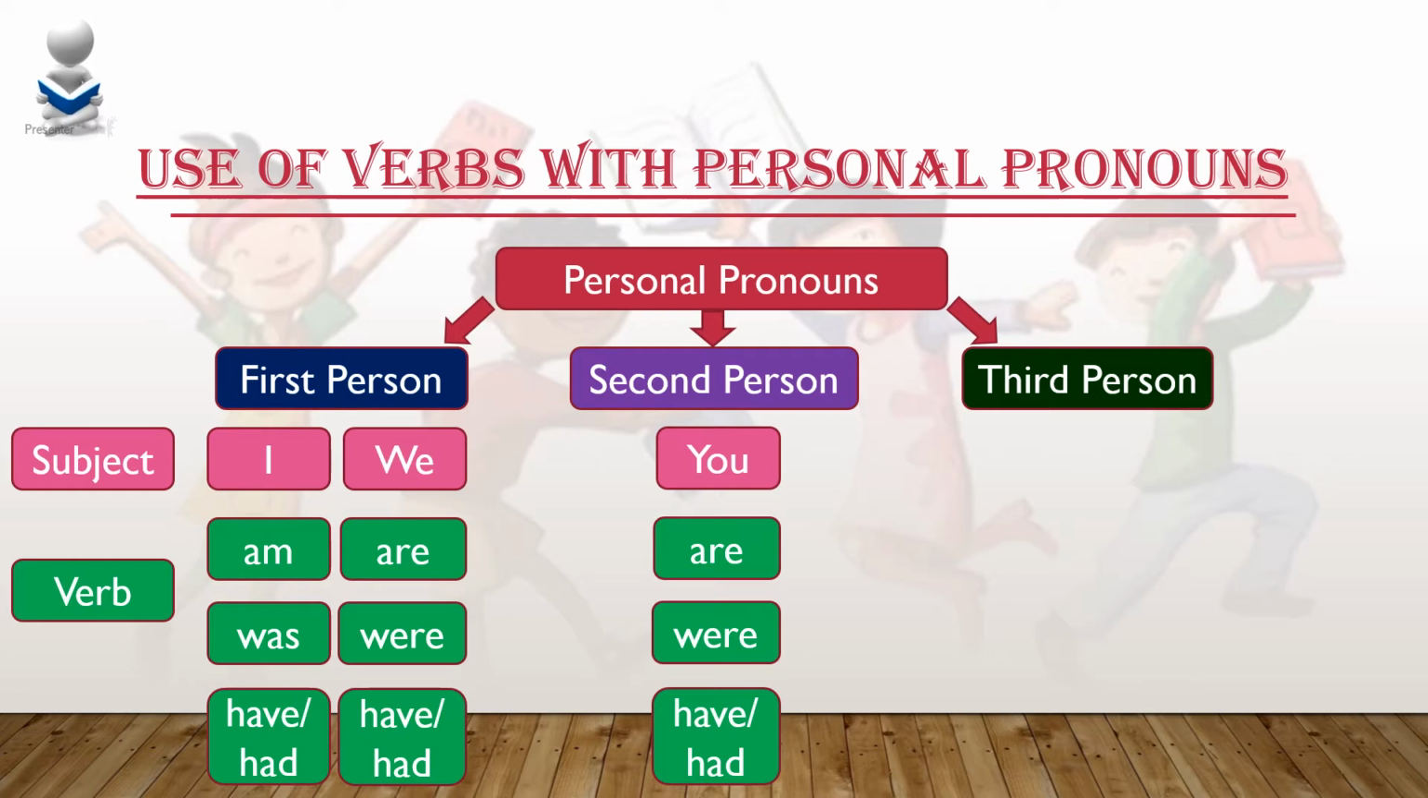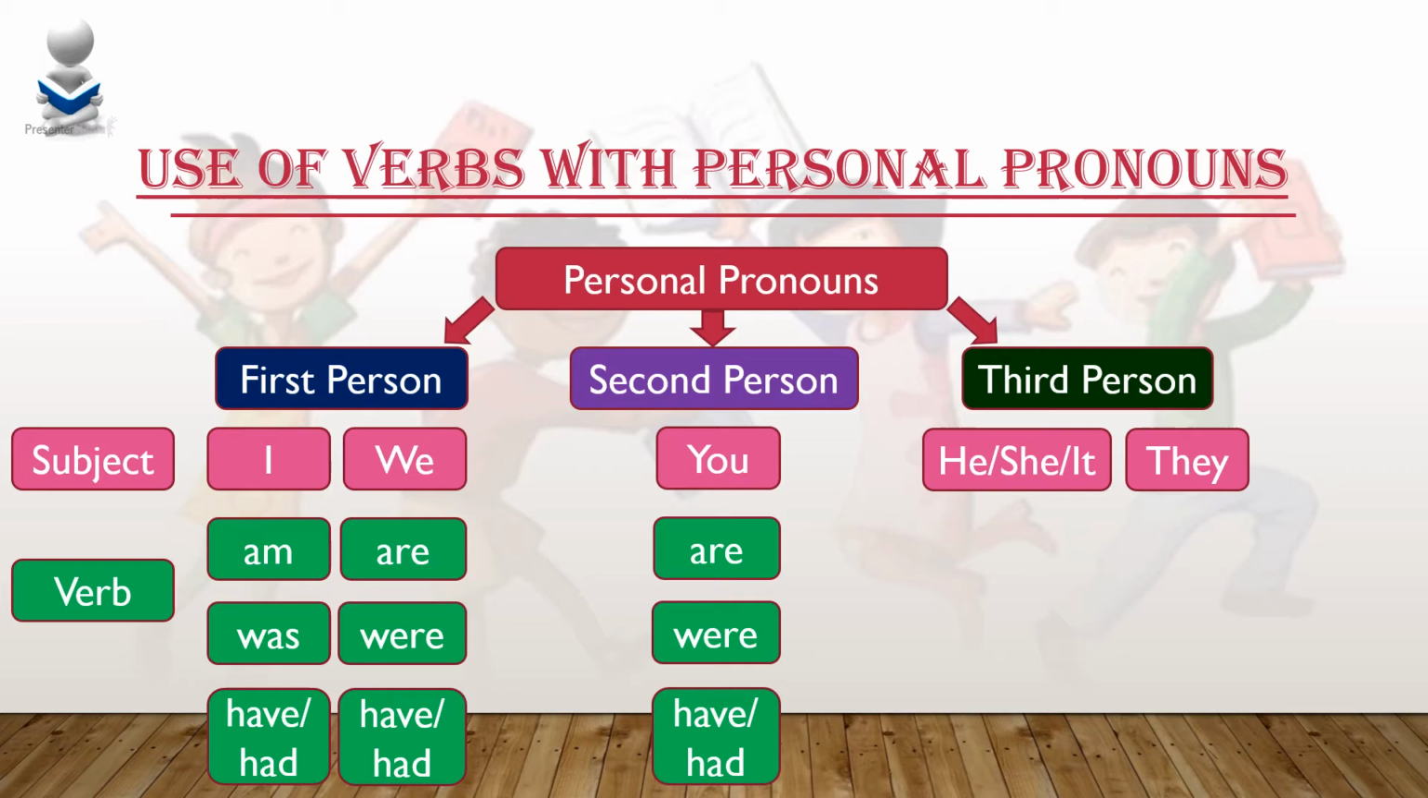Moving on to the third person personal pronouns. Third person is the person about whom we are talking. So third person personal pronouns can be he, she, it, they. If you're talking in the sentence about a boy, that means he.